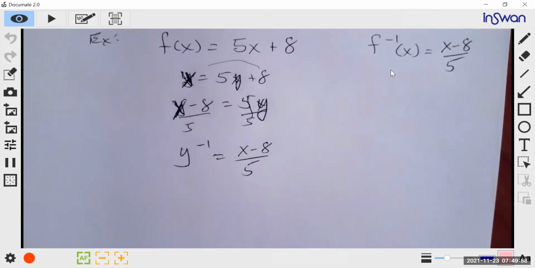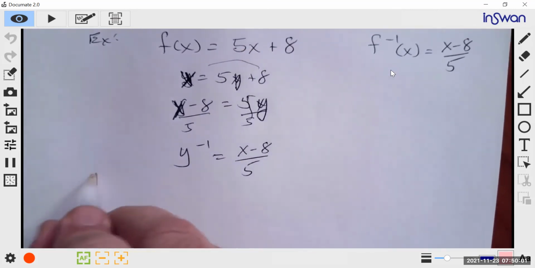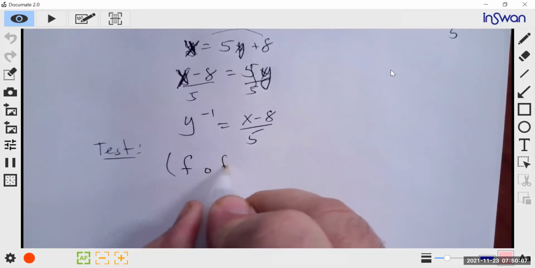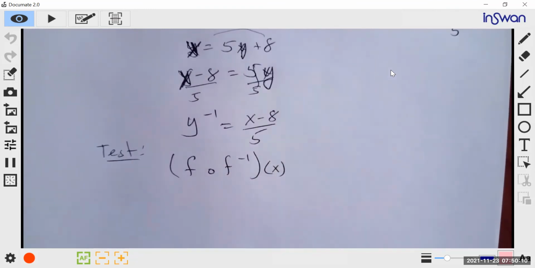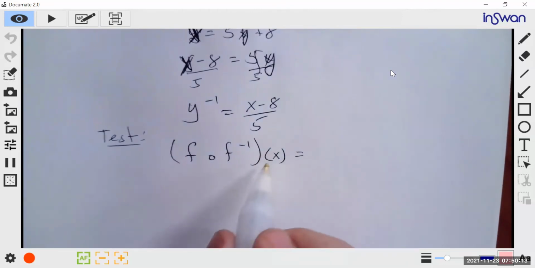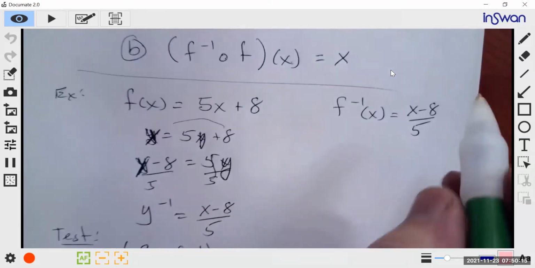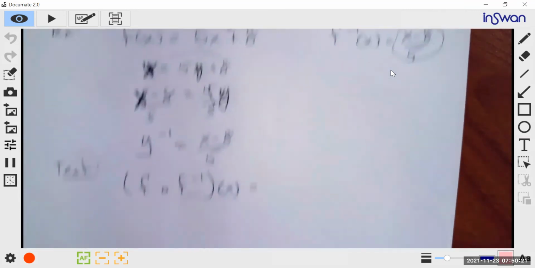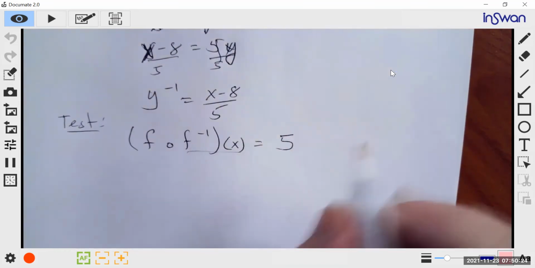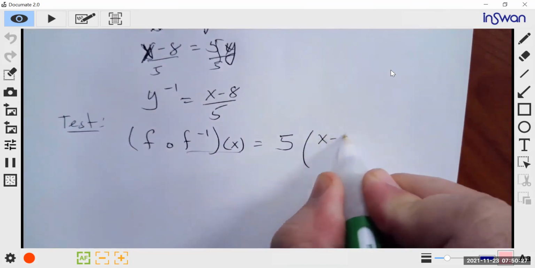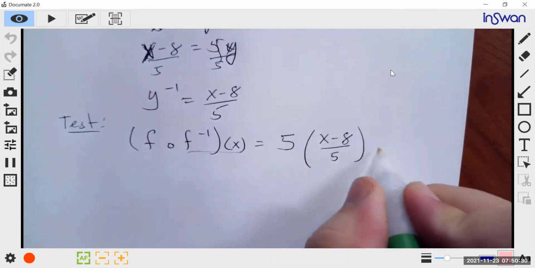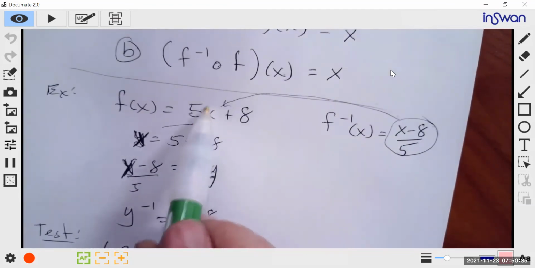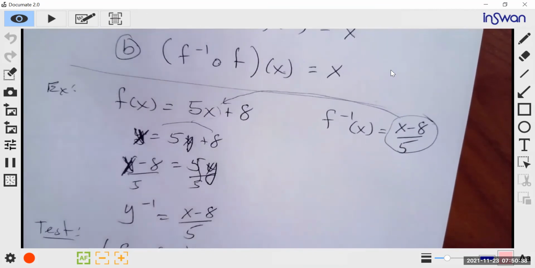So those are our two functions. Let's test it. In order to test it, we have to plug it into this compound function. Remember, whatever comes second goes inside the first. So this equation goes in place of x in this first equation. 5 times (x minus 8) over 5, plus 8.